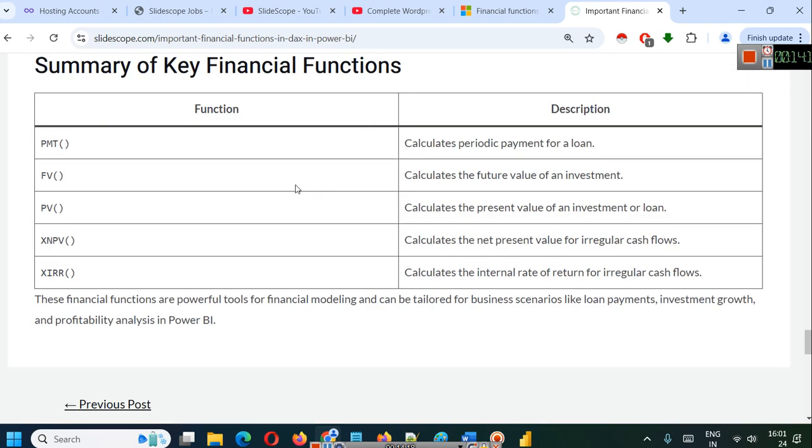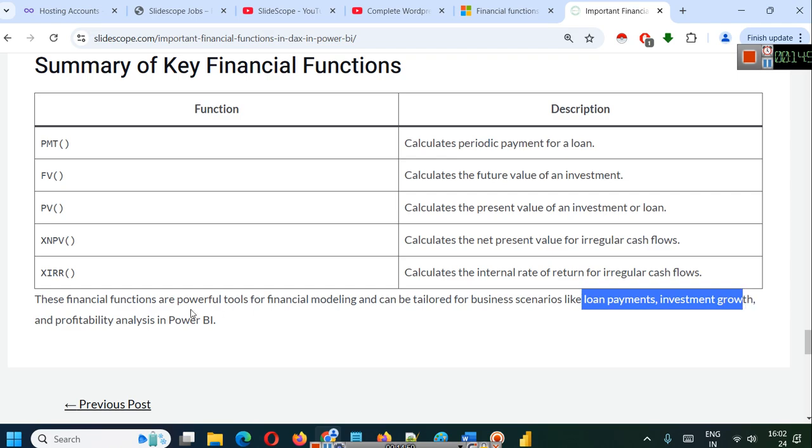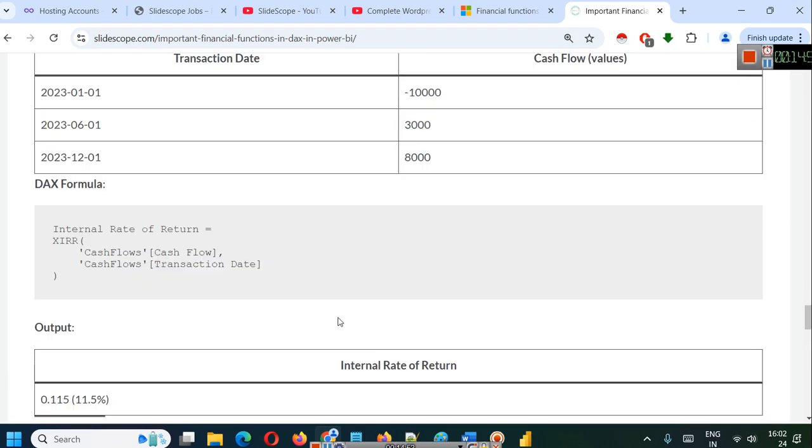These are some summary. PMT calculates periodic payment of loan. FV calculates the future value of an investment. PV calculates present value of an investment or loan. XNPV calculates the net present value of irregular cash flows, and XIRR calculates the internal rate of return for irregular cash flows. These financial functions are powerful tools for financial modeling and can be tailored for business scenarios like loan payment, investment growth, and profitability analysis.